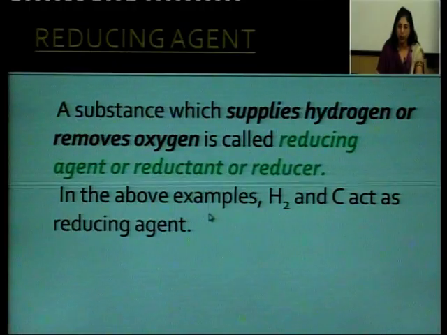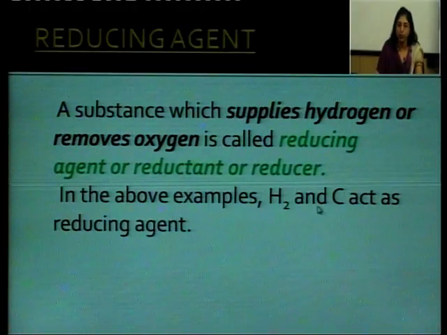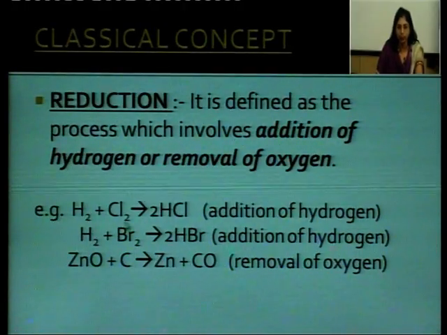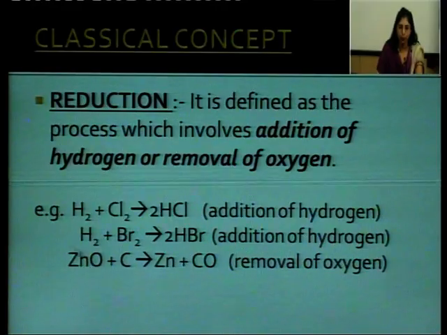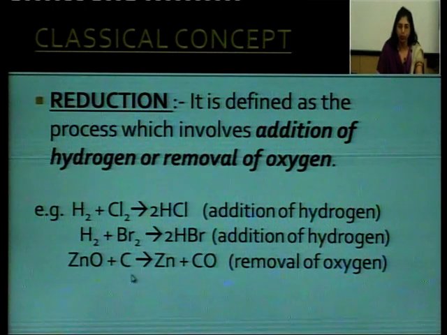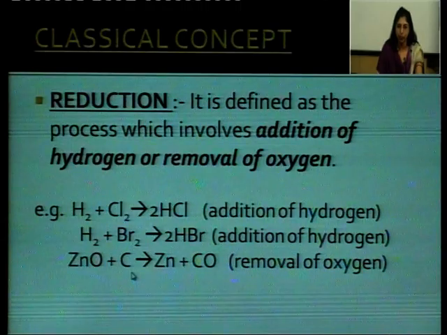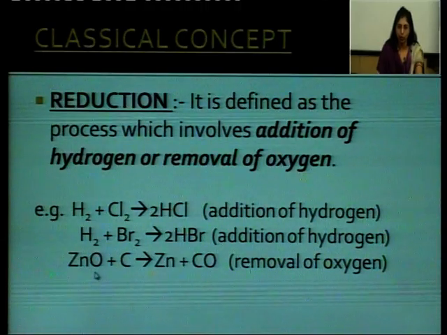In the above explained examples, H2 and carbon act as reducing agents. For example, in these examples, H2 provides hydrogen for its addition, and here carbon is also behaving as a reducing agent because it helps to remove oxygen from zinc.